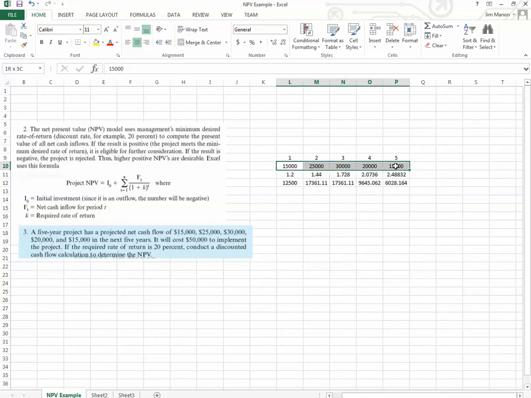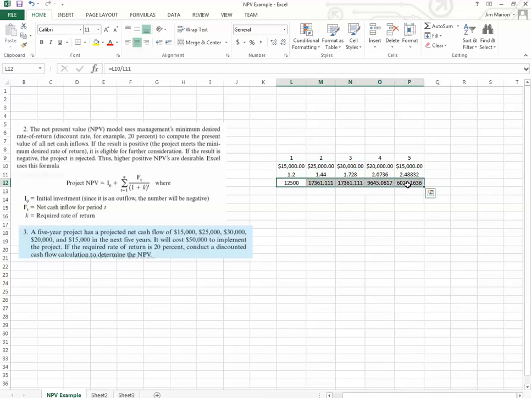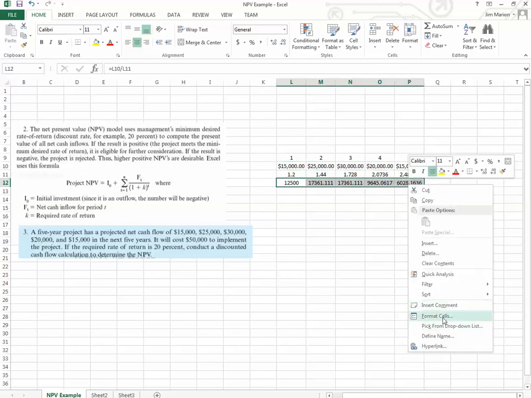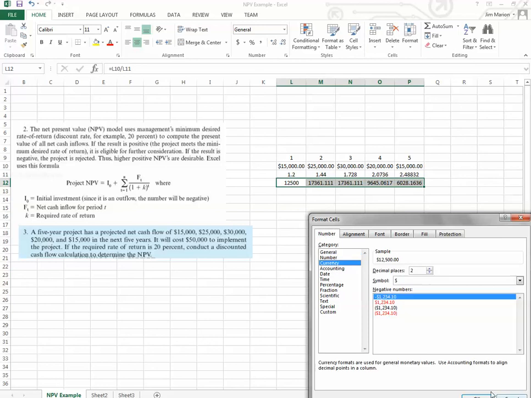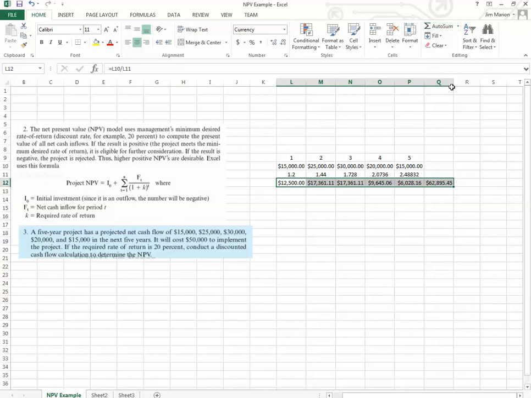All right, so I'm going to go ahead and change these to currencies. You go to Format Cell, Currency, there you have it. And I'm going to change that to currency. We don't need to do the middle one because those are just multipliers. Okay. Now, this formula says you take the sum of the cash flows divided by 1 plus k to the t. So, let's take the sum. You just scroll sideways, hit auto sum, and there you have it. That is the sum of the cash flows.